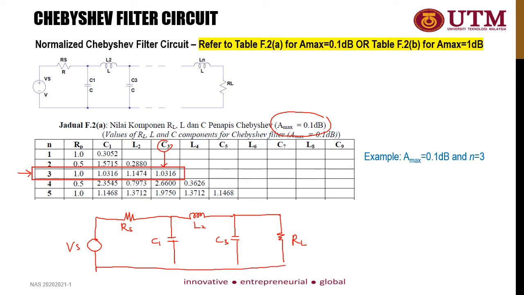Once you have all the parameters, don't forget to put all the values in your circuit as well. So Vs depends on the voltage source given to you. For Rs, if it is not given, you can assume Rs equal to 1 ohm. So C1 in this case is 1.0316 F, and L2 is 1.1474 H, and C3 is 1.0316 F. RL depends on the load given to you.